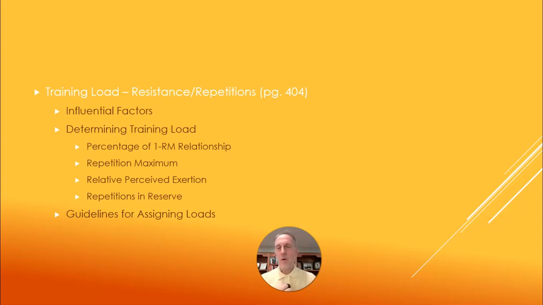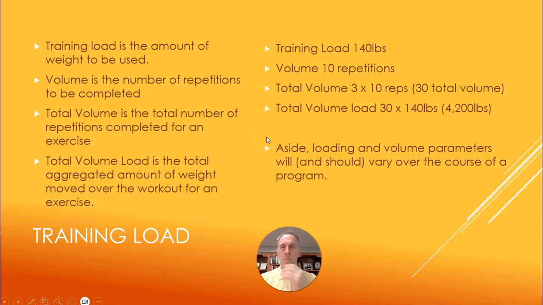So these three things that we'll go over, influencing factors, determining training load, and guidelines for assigning loads, will be focused on with this little subcategory right down here. So training load is the amount of weight to be used. It's the resistance that's offered, whether it's a machine, a kettlebell, a ball, dumbbells, or a bar. And the volume is the number of repetitions that will be completed within a set. And then total volume is the number of repetitions that are completed for an entire exercise.